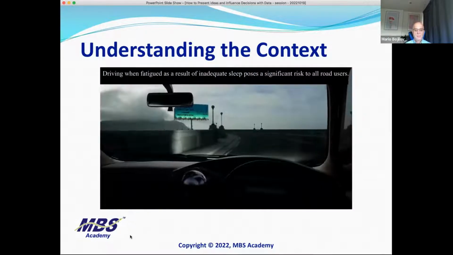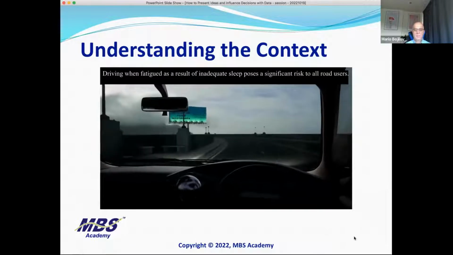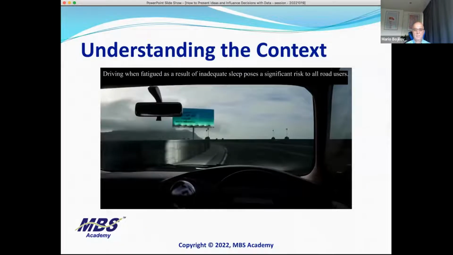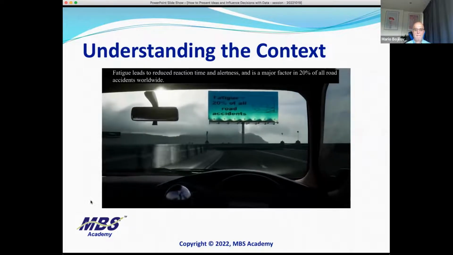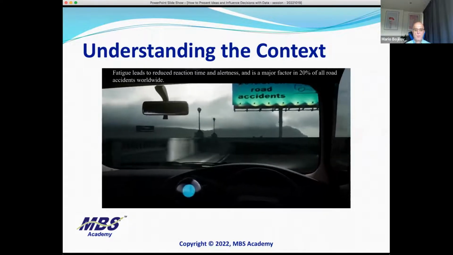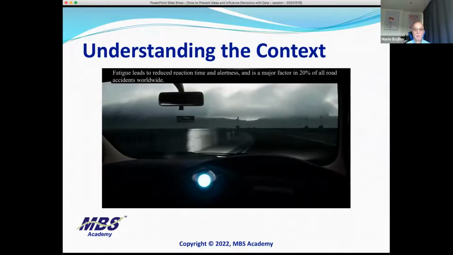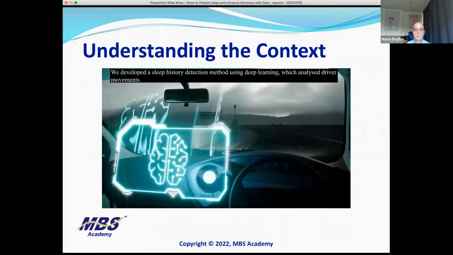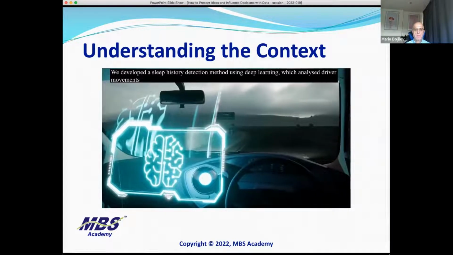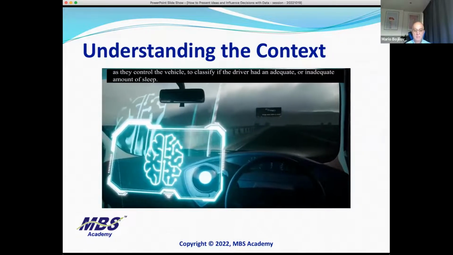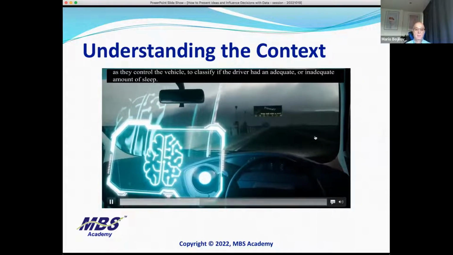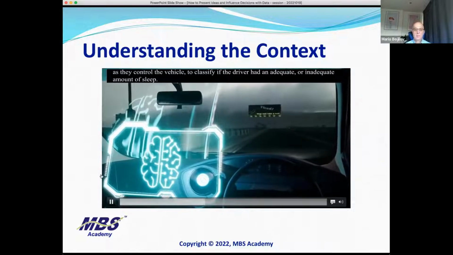Driving when fatigued as a result of inadequate sleep poses a significant risk to all road users. Fatigue leads to reduced reaction time and alertness and is a major factor in 20% of all road accidents worldwide. We developed a sleep history detection method using deep learning which analyzed driver movements as they control the vehicle to classify if the driver had an adequate or inadequate amount of sleep.